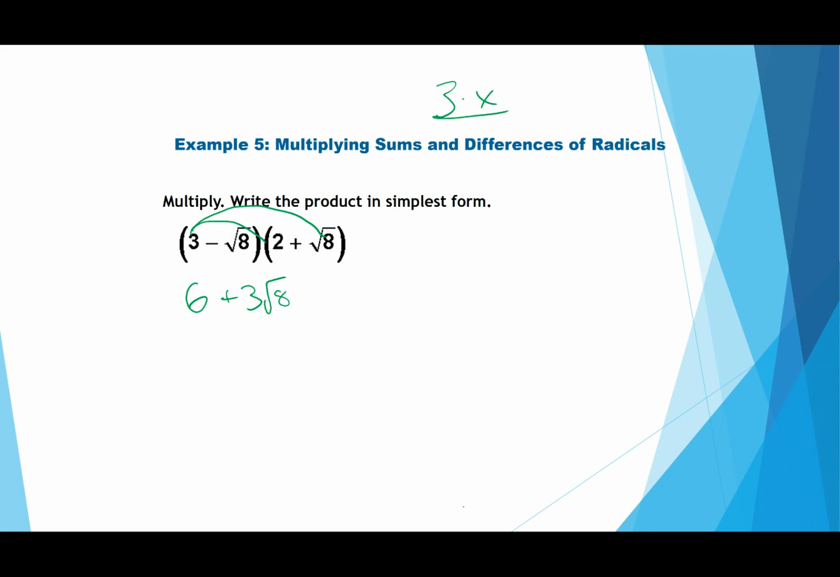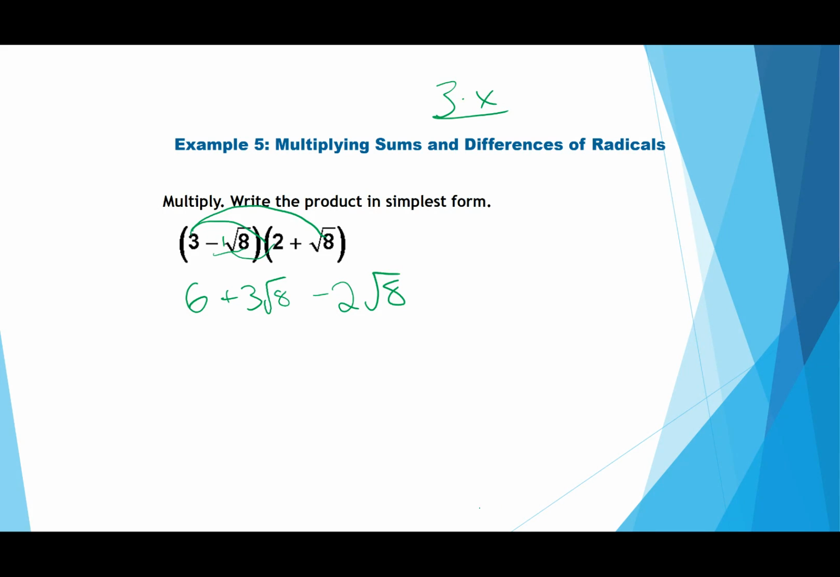Now we'll do my inner. So this is a -1 square root of 8, or just negative square root of 8, times 2. So that would make a -2 square root of 8. So be careful with that negative. Remember, think of that as -1. That might help. -1 times 2 is -2. And then you have the square root of 8 attached to it as well.